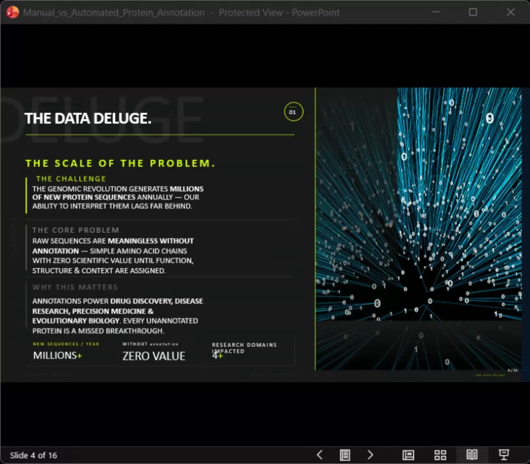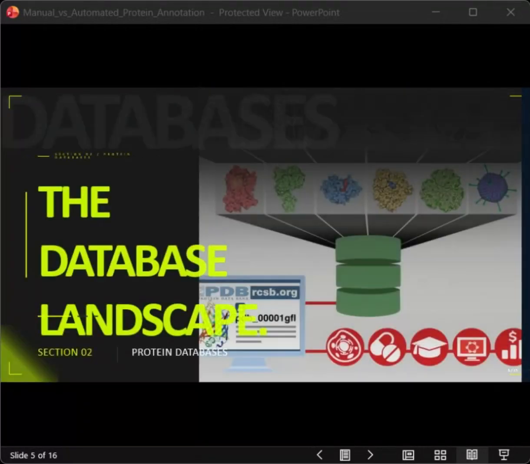If you look at this slide, it highlights the scale of the problem. So genomic evolution has created an enormous amount of biological data every year. Millions of new protein sequences are added to the databases. Annotation is important because it supports drug discovery, disease research, evolutionary biology, and precision medicine. Without annotation, these sequences cannot contribute to biomedical research.